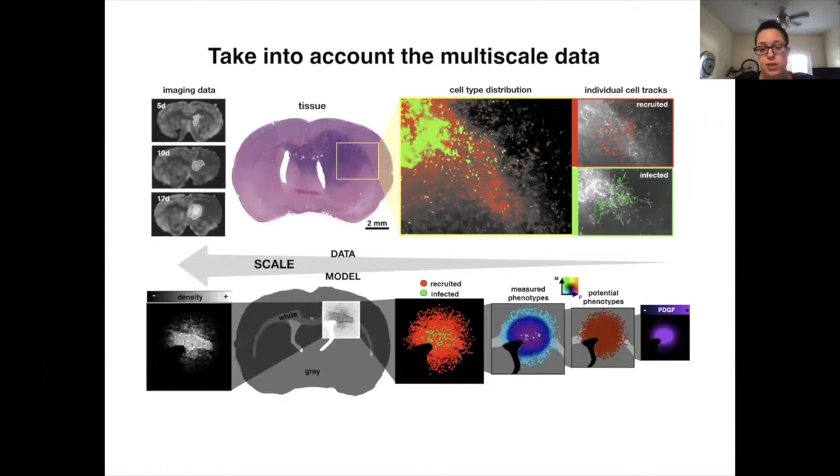And so we take these scales and find similar metrics that we can use to compare in this agent-based model. So we can extract imaging data and tumor size, but we can also look at the ratio of different cell types, and we can look at the individual cells.